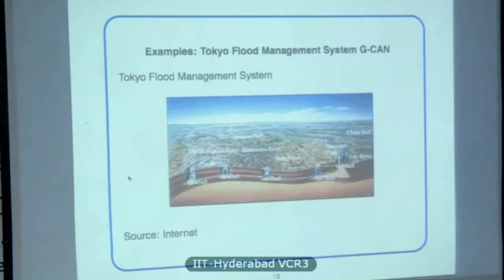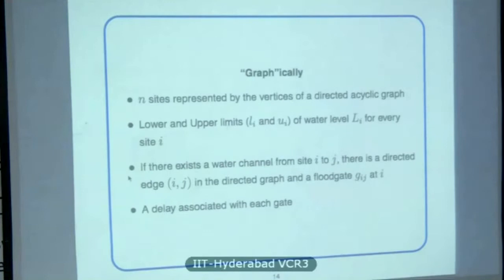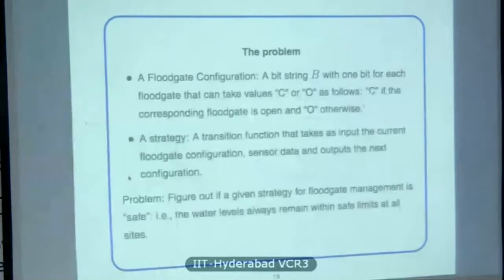Okay, so graphically speaking, now we're back to the formal setting. The N sites are represented by the vertices, and lower and upper limits of water level for every site are specified. So the water level is l_i, and there is a lower limit and an upper limit beyond which you should not go. If there exists a water channel from site i to site j, there is a directed edge (i, j), and a floodgate g_ij that is located at the mouth of the channel, at the mouth of the pipe. And then there is a delay associated with these gates, because these are massive gates. It's not that as soon as you push the button, the gate goes up. So there is a delay associated with the operation of these gates. And this is what we have to look at.